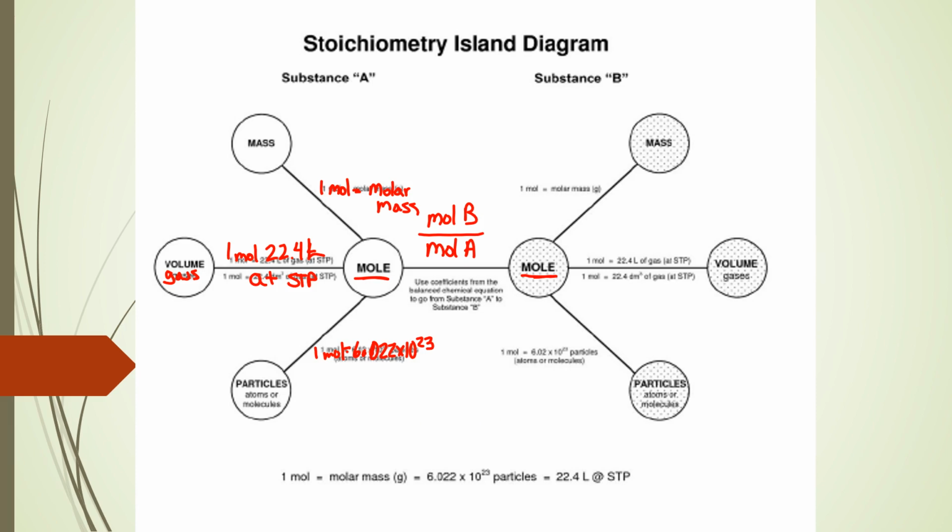Now, down at the bottom, again, it kind of tells us that 1 mole of something is equal to the molar mass of something, or it's equal to the Avogadro's number of particles of a substance, or it's equal to 22.4 liters. Avogadro is the one that established all of these relationships. So that's where all of this comes into play.